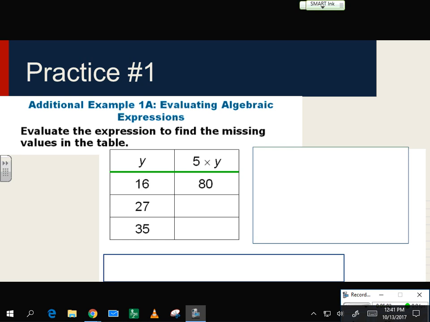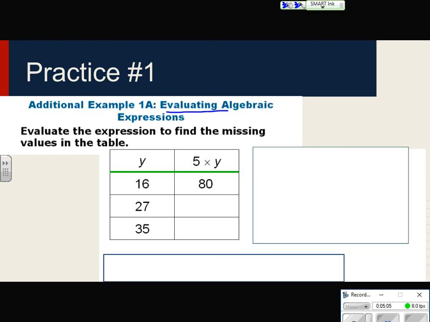The first one I do want you to write down in your notes because we're going to be evaluating algebraic expressions. I want you to put this table down. So basically what we're doing is we're trying to find what's going to go in this box and what's going to go in this box. Now we're given an algebraic expression here because we see a number, constant, and a variable, letter.